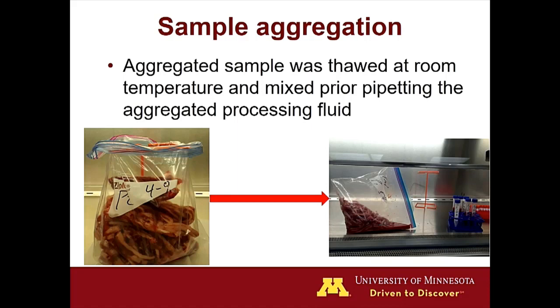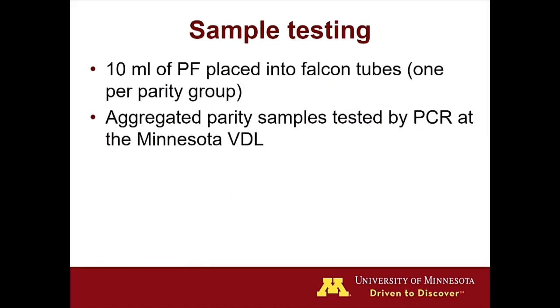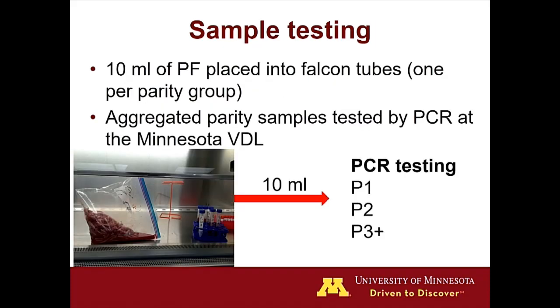We extracted this liquid and put it into Falcon tubes, and we extracted around 10 ml. Prior to this collection, we tried to ensure that this was a mixed fluid, so we did a bit of shaking and getting the fluid and putting it into these Falcon tubes. Then we sent them to the PCR test at the VDL at the University of Minnesota. So for each week and each herd, we will obtain 3 PCR results, one for Parity 1, one for Parity 2, and another one for Parity 3+.